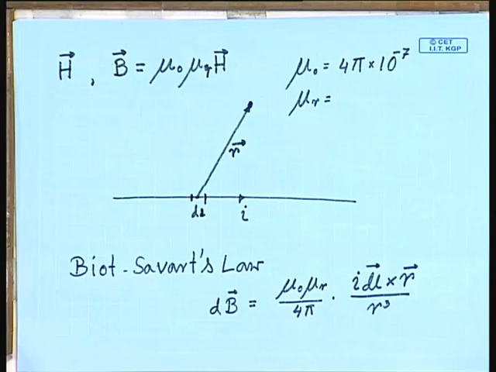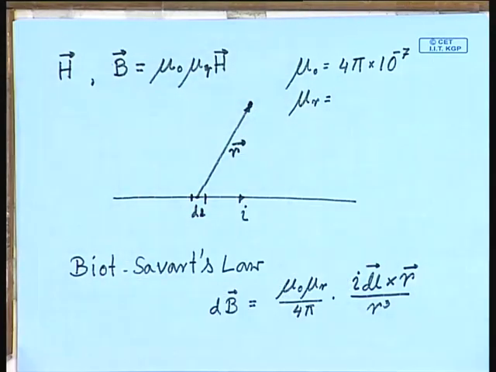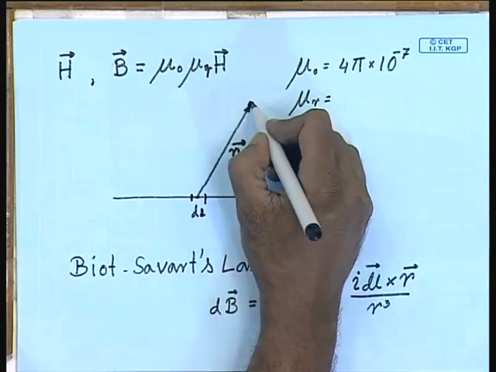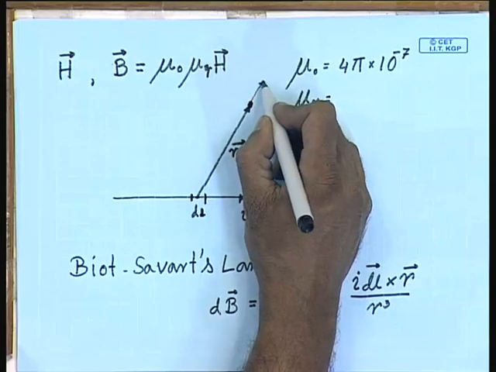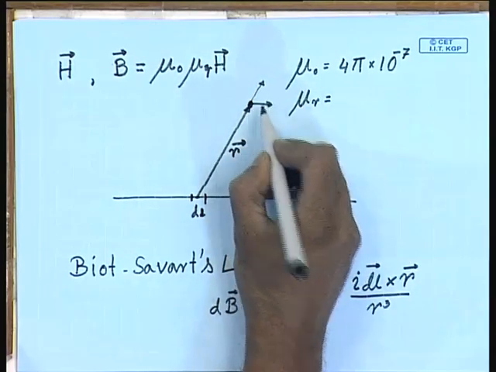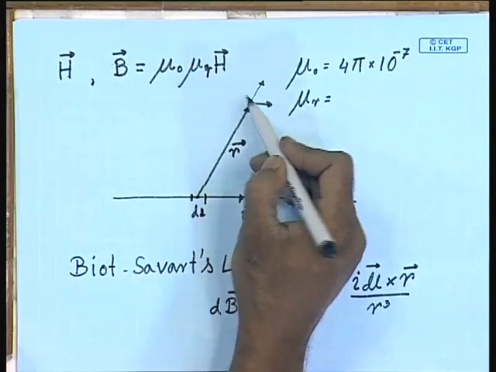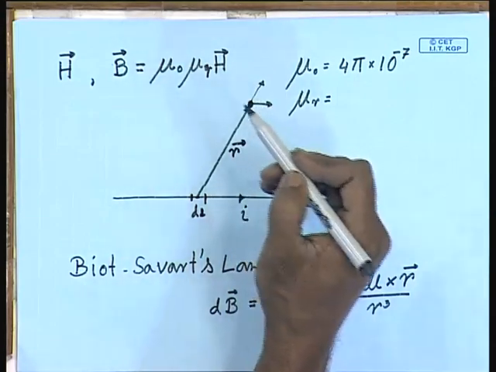Please note that the dB is a vector and its direction will be determined by the cross product of I dl and r. In this case, r is in this direction and I dl is in this direction. Therefore, the direction of B will be out of this paper on the top.